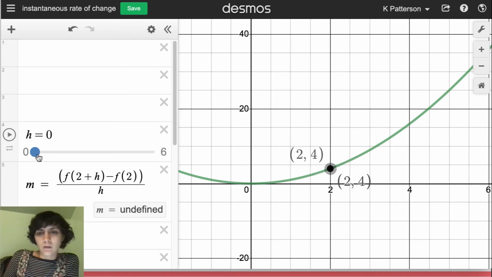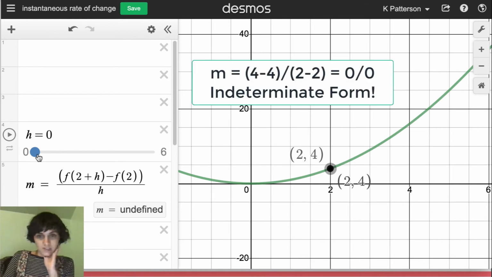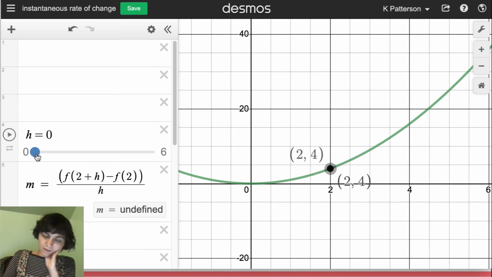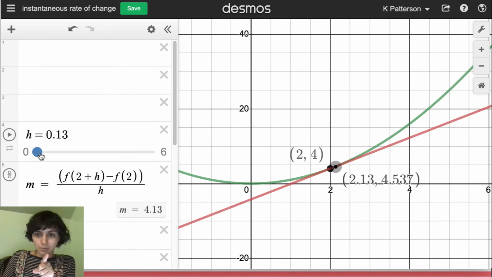Oh no, what happened? When I got so close to 2, my h is now 0, and my slope is undefined. And that's because if I have these 2 points and I did change in y over change in x, I get 0 over 0, which is my indeterminate form. Shoot. So how are we able to figure this out if I can't get on the point, but I can get close to the point? Can't get on the point, but I can get close to it.